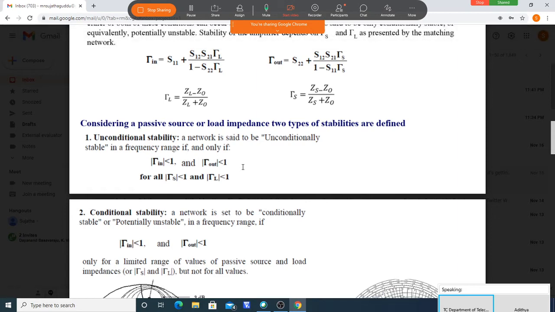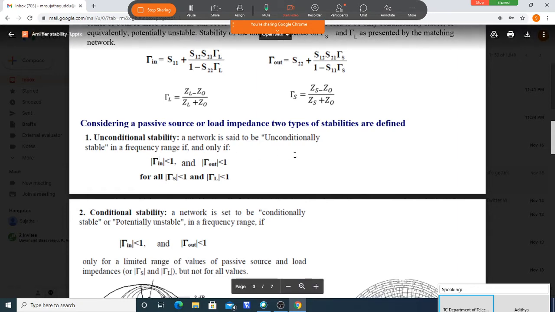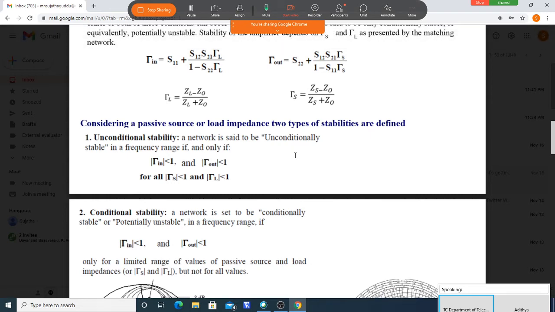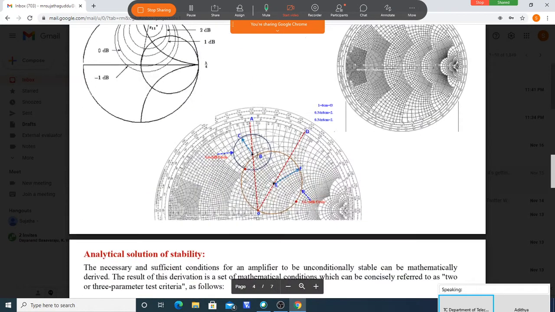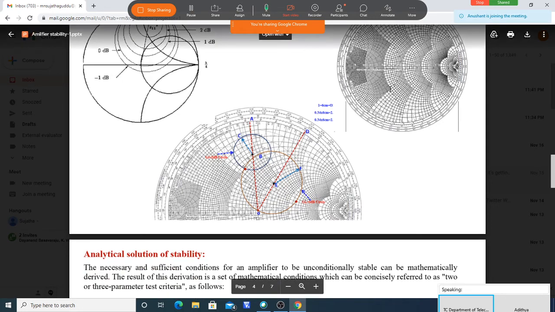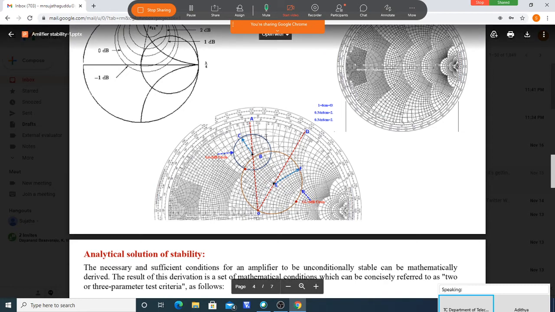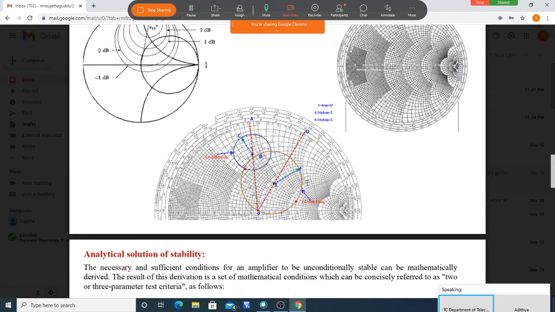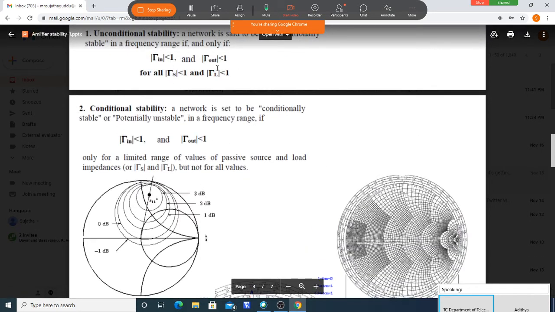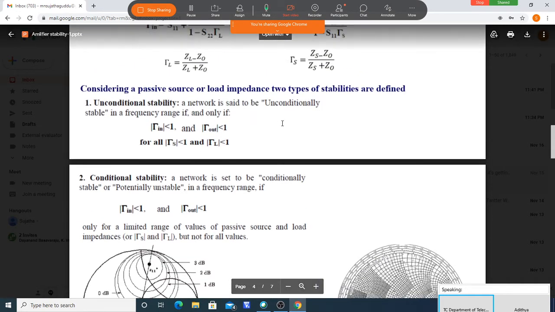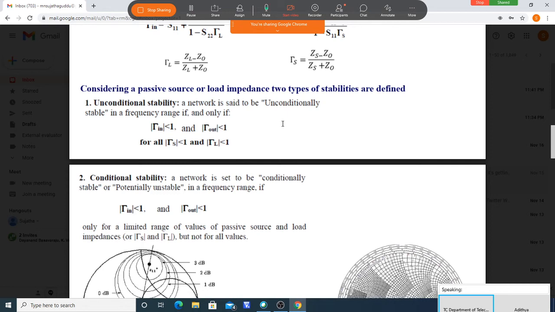So if that is the case, it is called unconditionally stable. That amplifier is unconditionally stable. So you can choose any value over the circle, no problem then. If you take any value over this and Γin and Γout are always lesser than 1, then no problem for us. We can take any value over the circle as a ZL and ZS. Our values of Γin and Γout never reach greater than 1. That is called unconditional stability. For some active devices, it may happen.